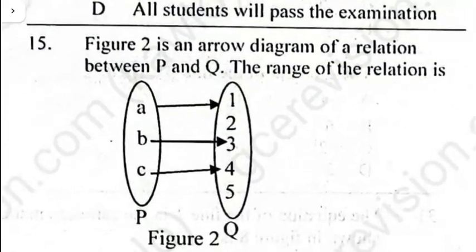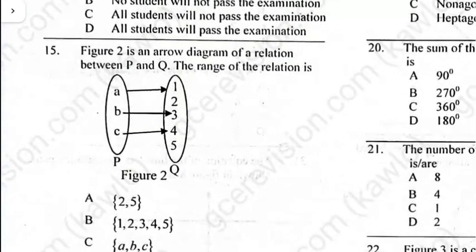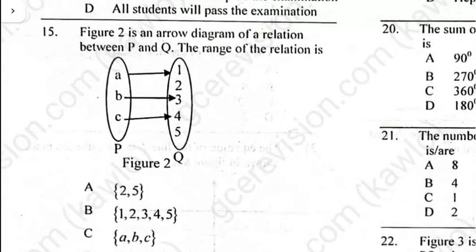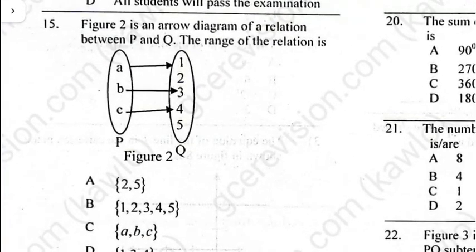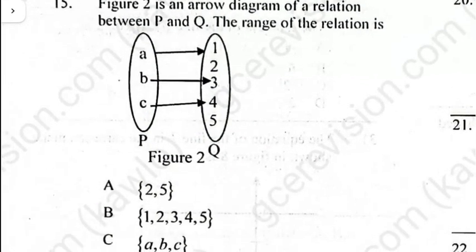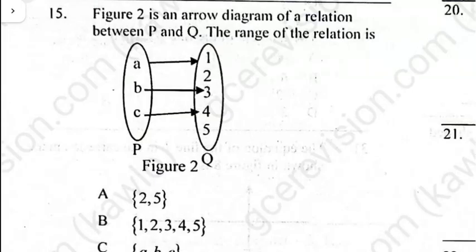Question 15. Figure 2 is an arrow diagram of a relation between P and Q. The range of the relation is... How do we get the range of a relation? The range of the relation is the set of the elements that are used in the codomain.